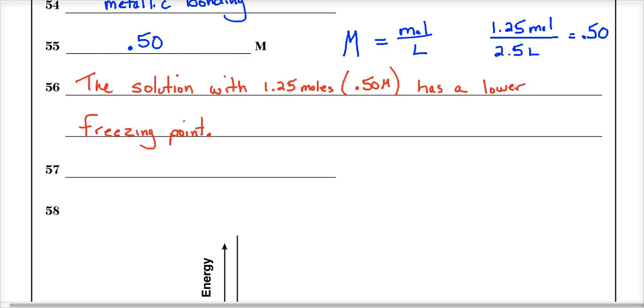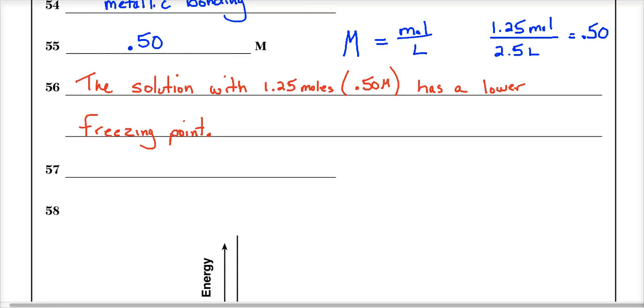Do not get vague. If you start getting vague and not specific enough, you may lose points. So tell them exactly which solution. The one that is more concentrated, that's the one I'm talking about, has a lower freezing point. You could explain it the other way, but again, it's very good to be more specific.